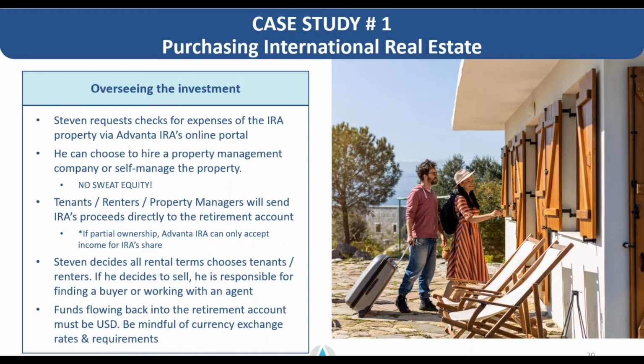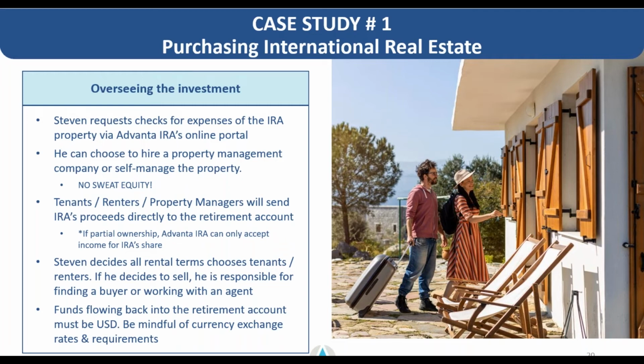Tenants, renters, and property manager will send the IRA proceeds directly to the retirement account. And if there's partial ownership, like Larissa referenced a little bit in the LLC slide previously, Advanta can only accept the income relative to the retirement account's ownership in the property. So let's just go back and say Stephen bought this property 50-50 with himself individually and his IRA account, and then he generates $1,000 of rental income in a month. 500 of that needs to come deposit to Advanta, and 500 of it needs to go to Stephen's pocket.